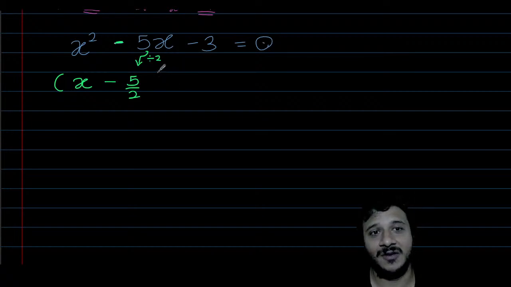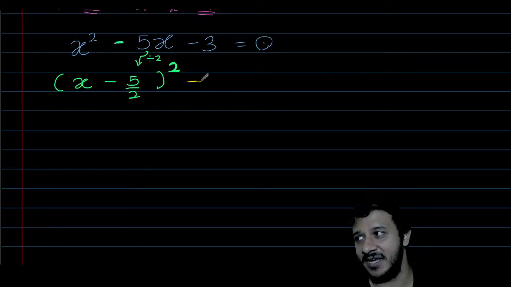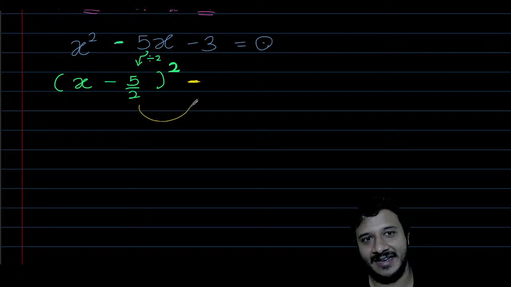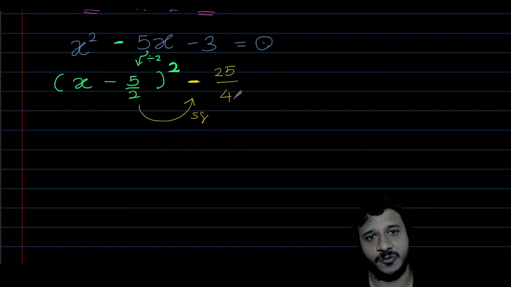Then we close the bracket. As soon as you do it, you put a square. And then always after closing the bracket and putting the square, it's always a minus. It's always a minus, no matter whether this is positive or negative. This is always a minus. And then we square this guy. What is 5 square? That's 25. What is 2 square? That's 4.